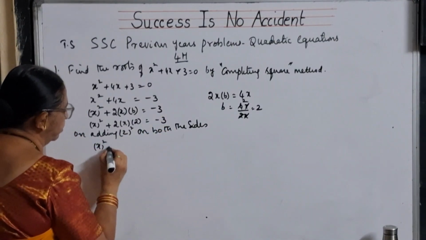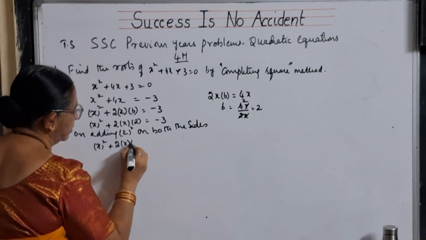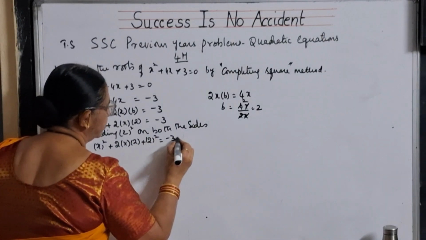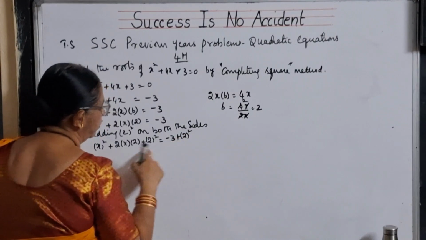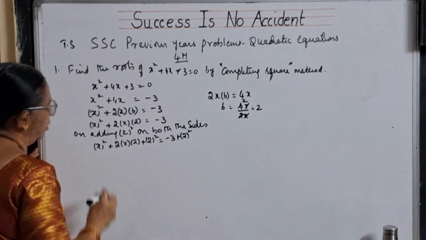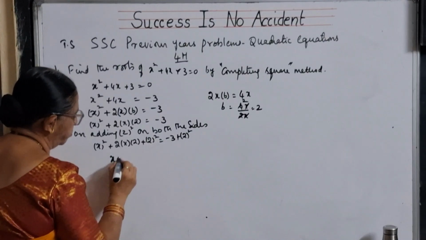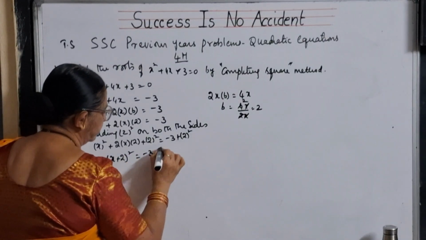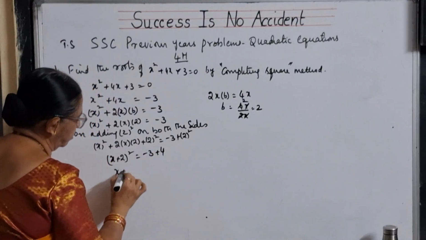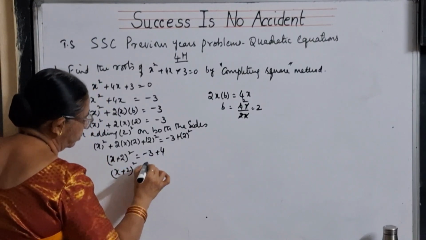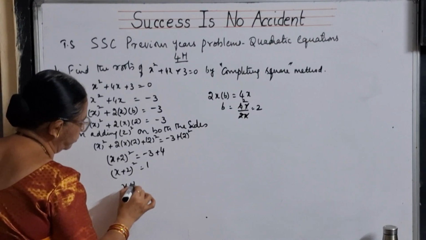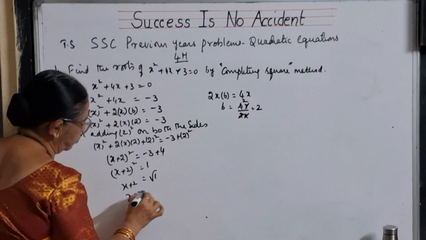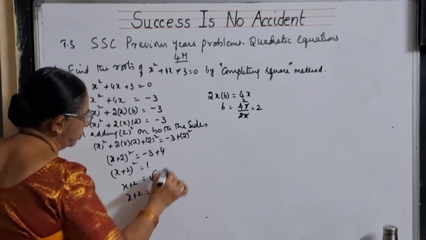So x whole square plus 2 into x into 2 plus 2 whole square is equal to minus 3 plus 2 whole square. So I have added this new number on both the sides. So this can be written as x plus 2 whole square is equal to minus 3 plus 4. That means x plus 2 whole square is equal to 1. So what is x plus 2? It is root 1. That means x plus 2 is equal to plus or minus 1.